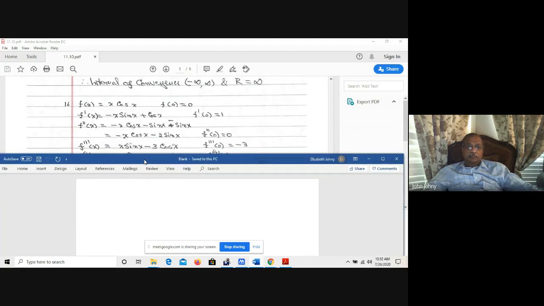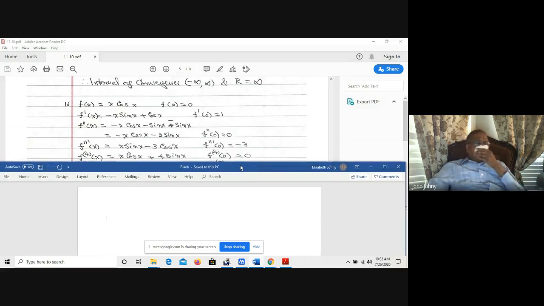Triple prime, differentiate once again, you get x sin x minus 3 cos x, because negative x times negative sin x is x sin x. Then cos x times negative 1 is negative cos x, and here another 2 cos x. So x sin x minus 3 cos x, so that f triple prime is, first term is 0, second term is negative 3 times 1. That is f triple prime 0 is negative 3.